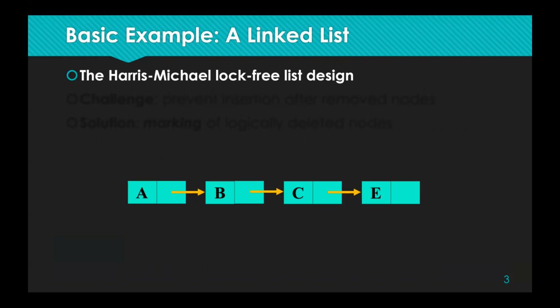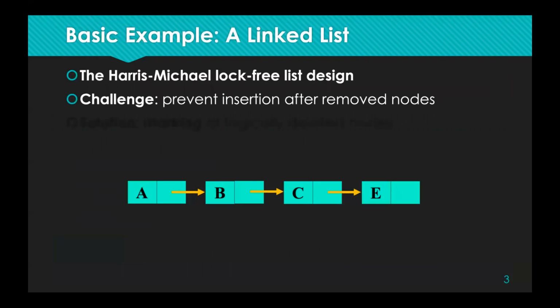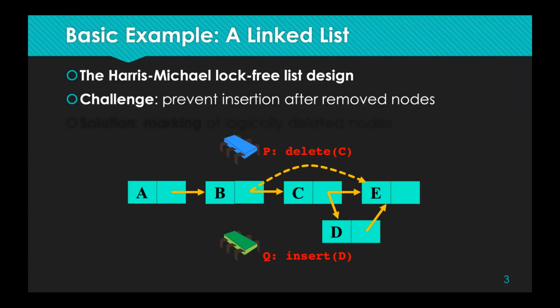Remember that this basically starts from a sequential linked list, where one of the main challenges is that we want to prevent concurrent insertions while we're removing nodes. In this example, we could have thread P, which is trying to delete node C, but concurrently, thread Q could try to insert element D, which would come right after C. One issue here is that if Q's insertion is interleaved in an unfortunate manner with P's delete, we could end up with D being inserted after C, and then it just disappearing from the data structure, which should obviously not happen.